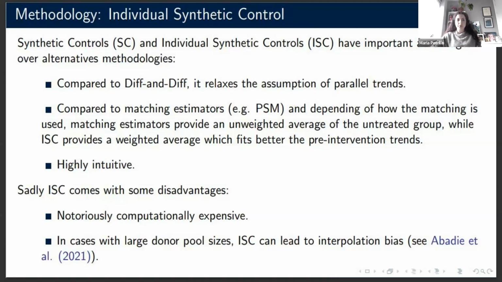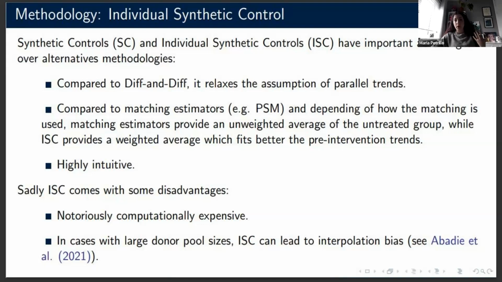Now, those are issues that the individual synthetic control is designed to address. And we will see how, because there is a constraint in the internal minimization problem that acts as an internal regularization process. Matching estimators also usually provide an unweighted average of the untreated group, while the individual synthetic control provides a weighted average that fits better in terms of pre-intervention trend.